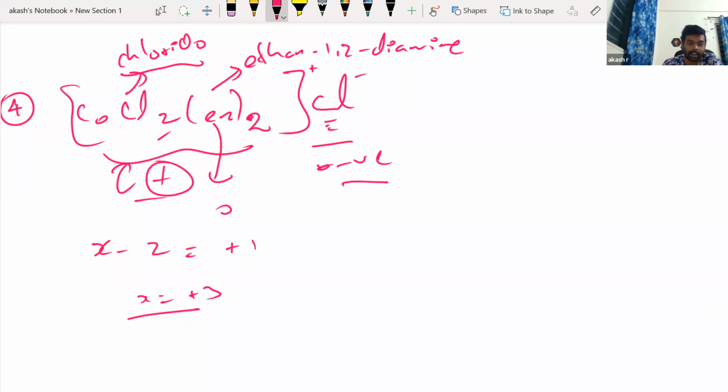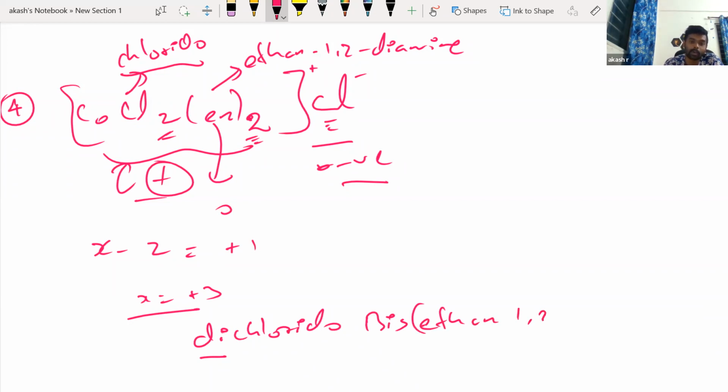How do you write? We have dichlorido, right? Because you have 2 chlorine. That is a monodentate ligand. That's why you're using di. Then en is there. That is ethane 1,2 diamine, but it's a didentate ligand. So we have to use bis or tris. Here it is bis because I have 2. Bis, you have to write a bracket. Ethane 1,2 diamine, right? Done.